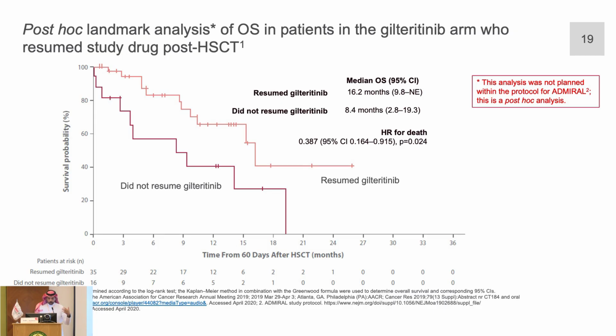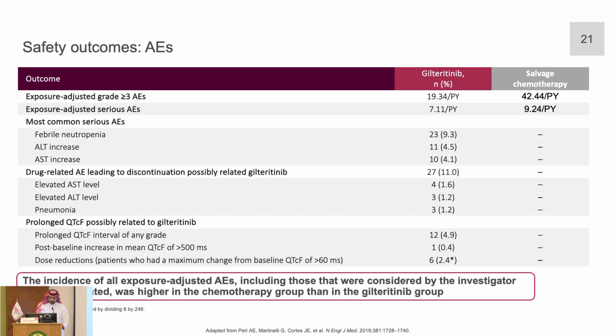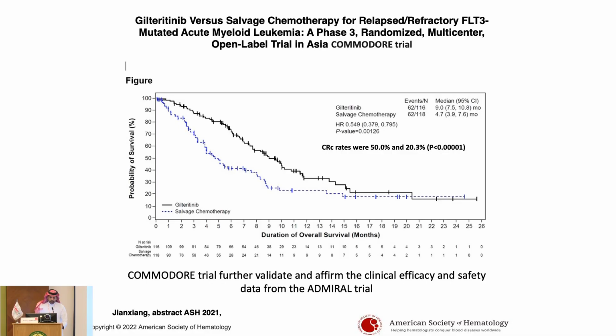Looking at post-hoc analysis, those who went into transplant actually did better, suggesting gilteritinib as a bridging way to go to allogeneic transplant. Different subgroups showed similar benefit from the use of gilteritinib in this study. There was no significant safety concern with the use of gilteritinib in the relapsed/refractory setting. Again, a similar study was replicated in Asia.